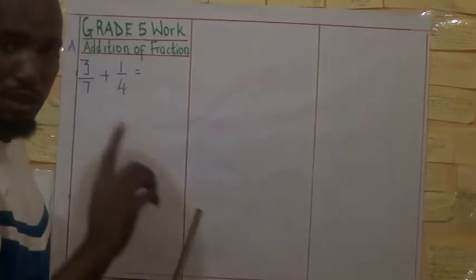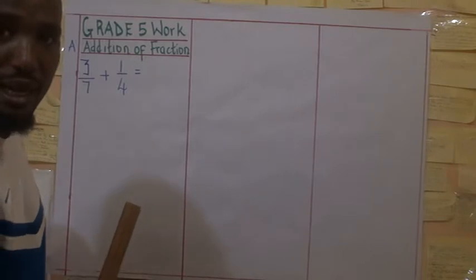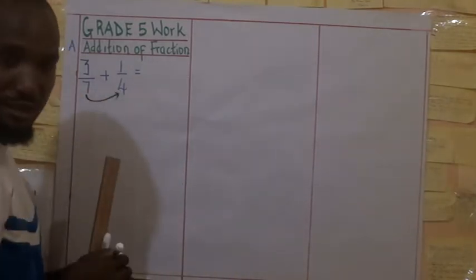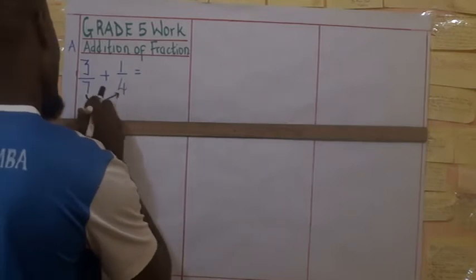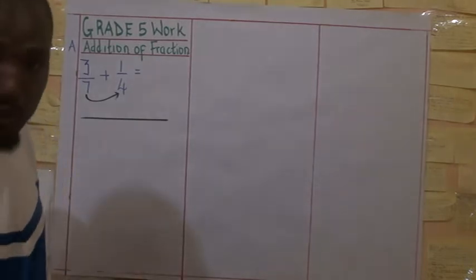I've just written one of the questions on the board. It says 3 over 7 plus 1 over 4. Now, how does my multiplication method work? My multiplication method is you multiply the denominators first. This is how it will be.